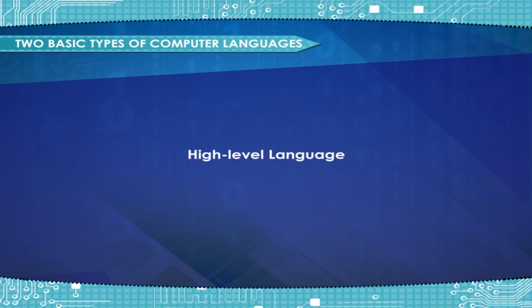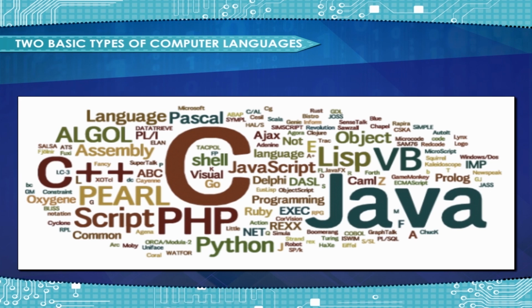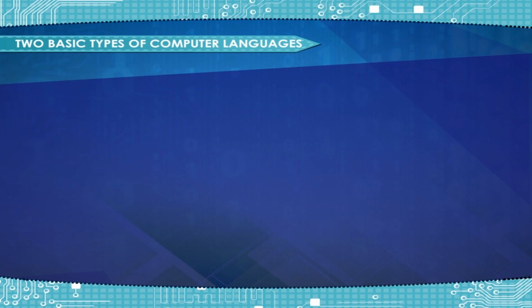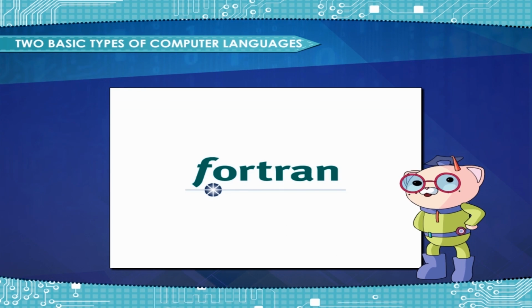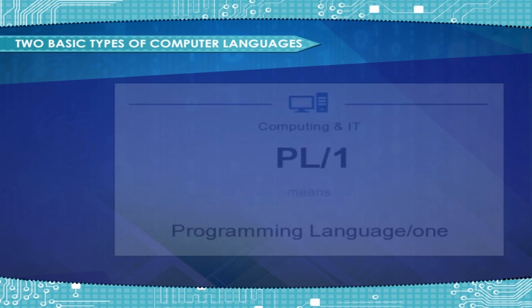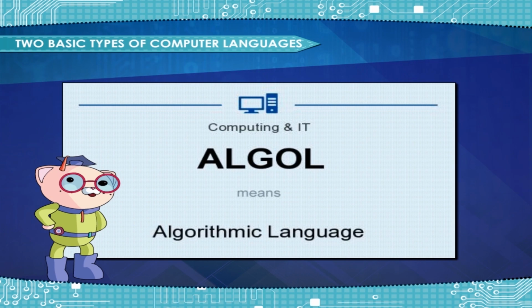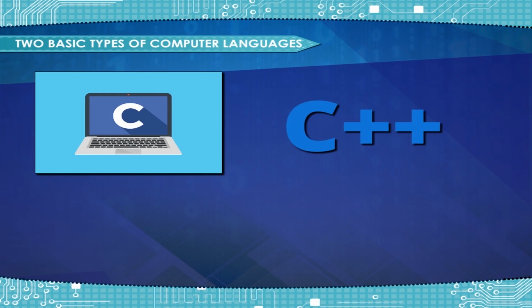High-level language: any language that is independent of the machine. Types of high-level languages are BASIC, Beginner's All-purpose Symbolic Instruction Code, FORTRAN, Formula Translation, PL/1, Programming Language Version 1, ALGOL, Algorithmic Language, C, C++, Java, etc.